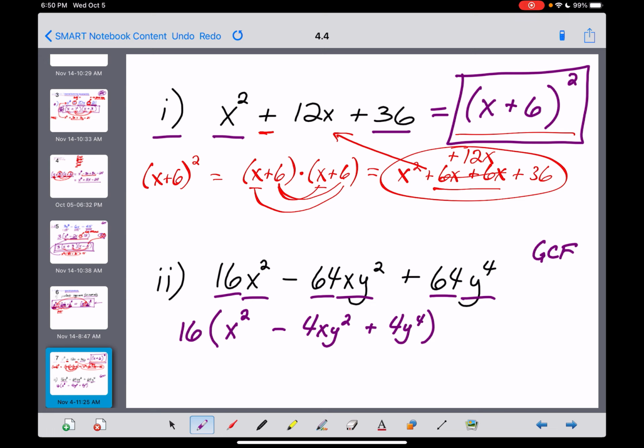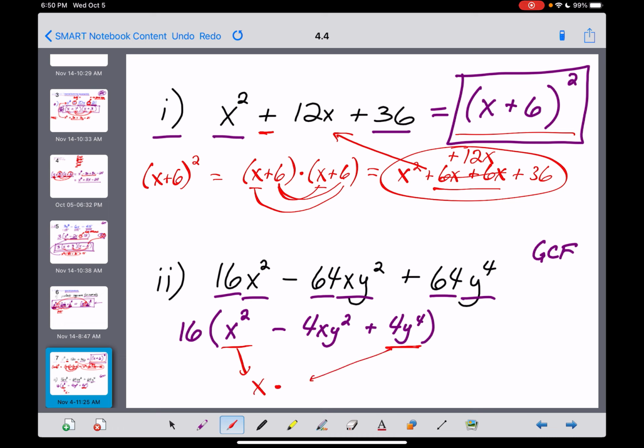Okay, so we pulled out a GCF, and now the question is, are we dealing with anything interesting here? Well, what I hope you notice, your first term is a perfect square. Your last term is a perfect square as well. And now here's the fun part. The square root of this is x.